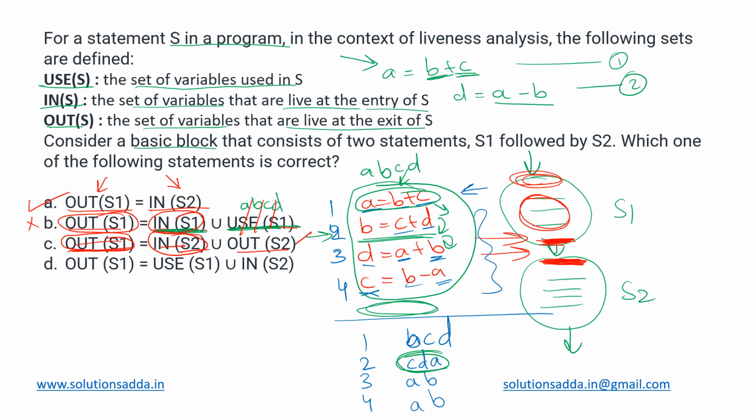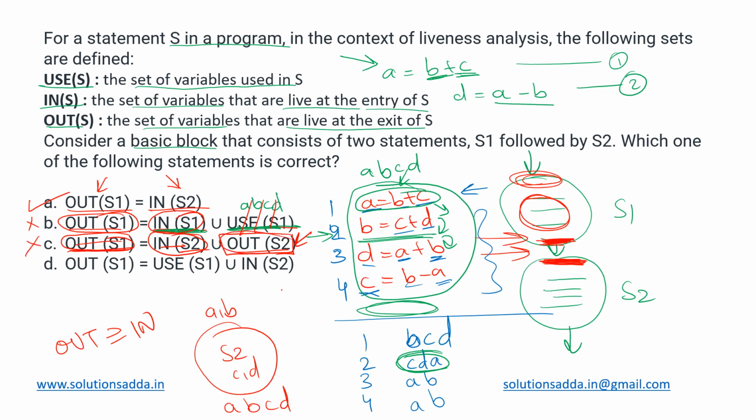But this is the extra added element, which is the set of variables live at the end of block S2. Now it is possible that this is our block S2 and in its beginning only two variables A and B were live. But inside it, C and D were also used. So then at the end, all of A, B, C and D will be live. If variables can get killed inside the block, it is also possible that variables can be used again and made live. So it is possible that this out is a superset of in. Hence, C will also be incorrect because this is the excess that they are adding.